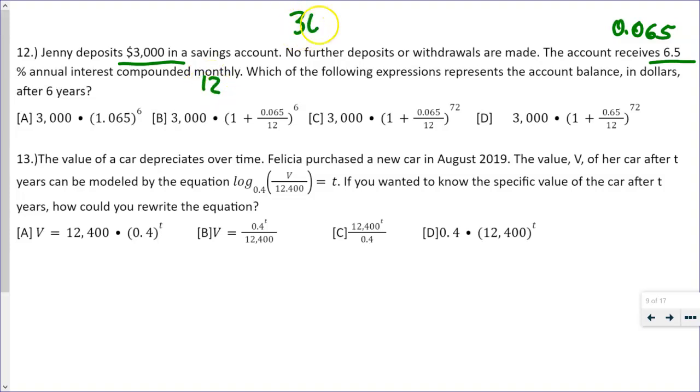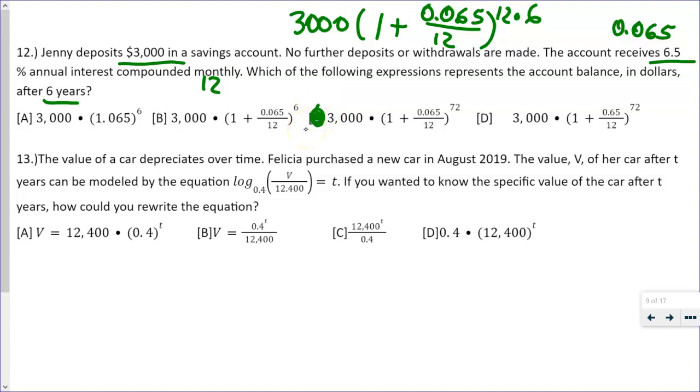So we've got 3,000, which is the money we're investing. Remember the formula: it's 1 plus the rate, which is 0.065, divided by n, which is 12 months. All right. And then raised to 12 months times the time, which is 6 years. All right. So 6 times 12 is 72. So it looks like it's answer C.